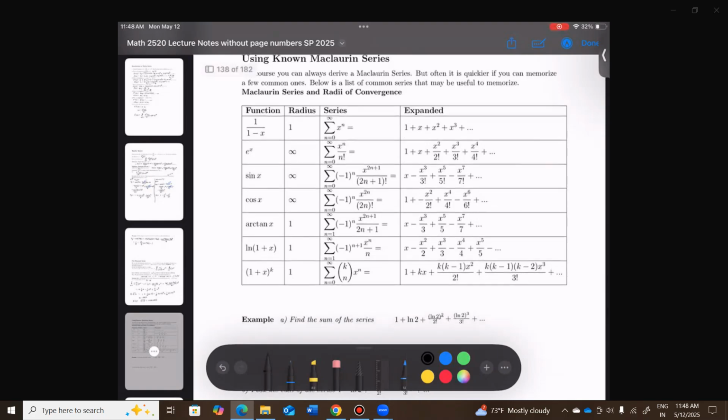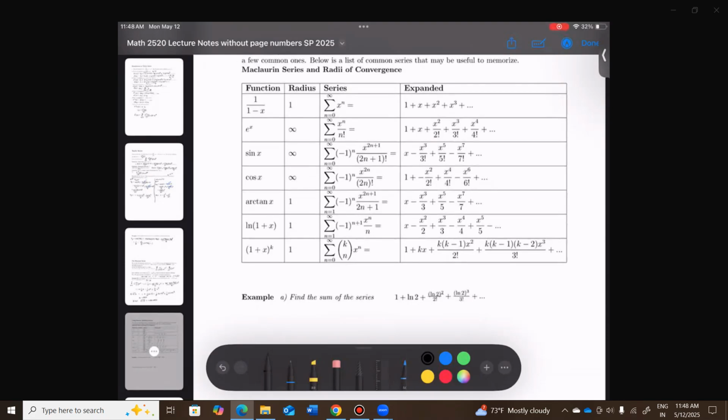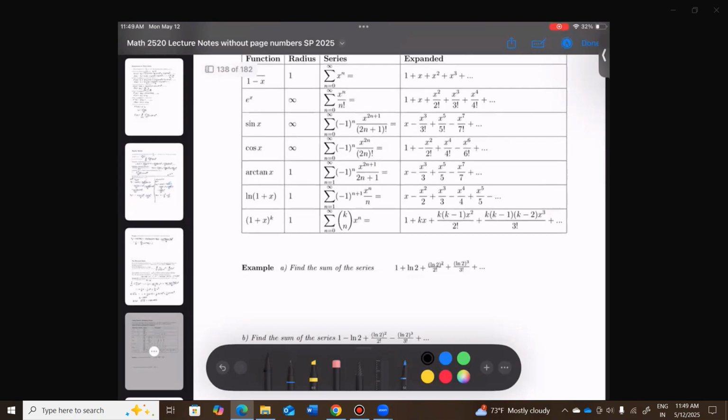Sine of x, radius of convergence is infinity, and you have x minus x cubed over 3 factorial plus x to the 5th over 5 factorial minus x to the 7th over 7 factorial. So it's just all the odd terms. Cosine: 1 minus x squared over 2 factorial plus x to the 4th over 4 factorial minus x to the 6th over 6 factorial. So it's all even terms, and these alternate signs. I'm not going to go through all of them because you can read them, but we're going to do a couple examples.